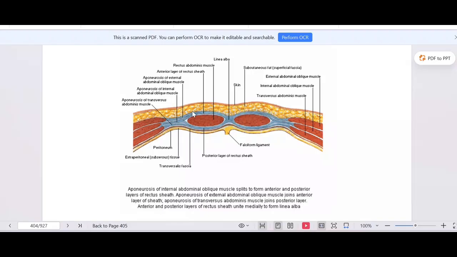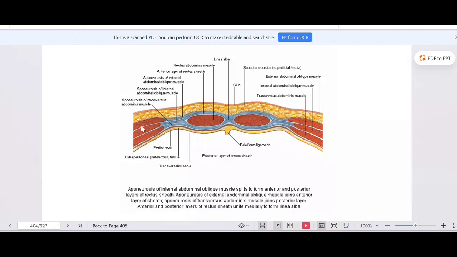Okay. And in front of this you can see this is basically the rectus sheath. This area which is enclosing the rectus abdominis muscle, this sheath is called the rectus sheath. Now here you can see the anterior wall of the rectus sheath, that means in front of the rectus abdominis muscle there is the aponeurosis of the external oblique. As you can see, this muscle is the external oblique and its aponeurosis is coming in front.